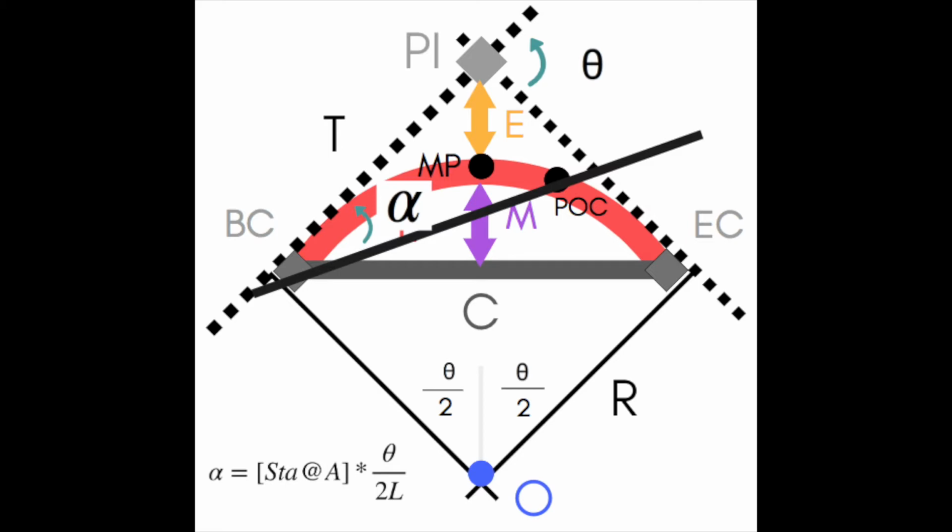So what is the equation that ties this all together? Well, it's simple. Alpha equals the station at any point A along this curve times theta, the intersection angle that does not change, divided by 2L, where L is the entire length of the curve from BC to EC. In this figure, point A is labeled as POC, or point on curve.